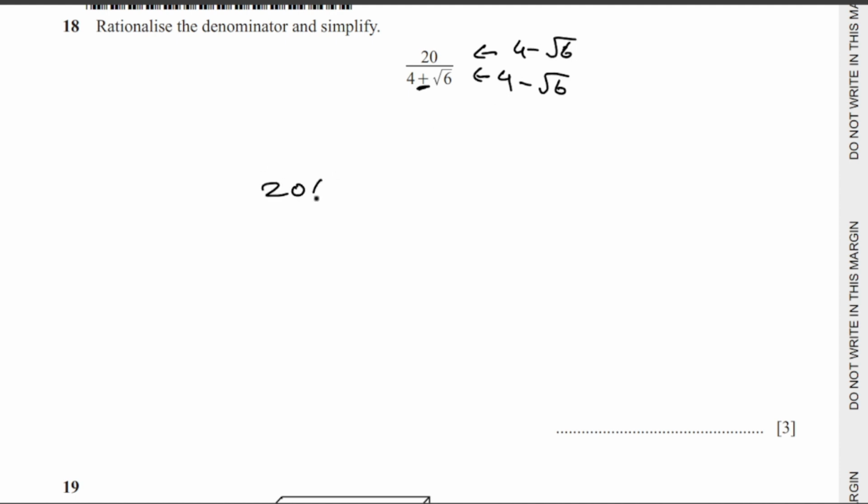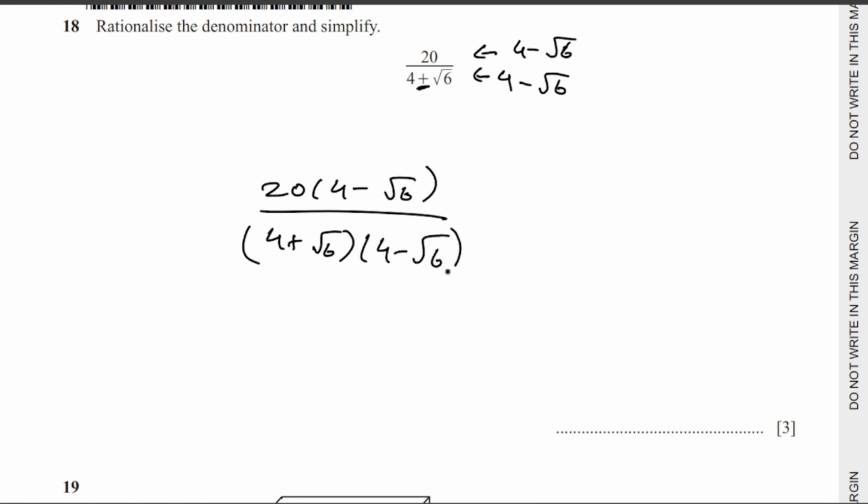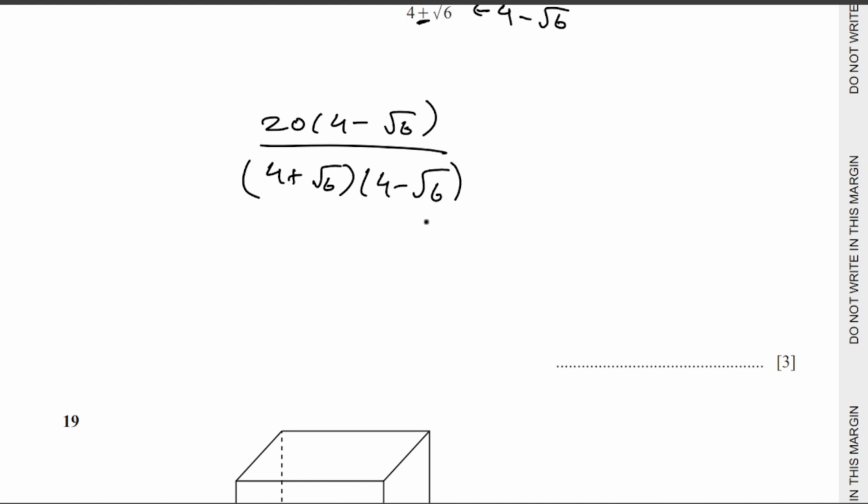So you get 20 times 4 minus root 6, and you get 4 plus root 6 times 4 minus root 6, right? So let's solve the bottom part first. 4 times 4 would be 16.